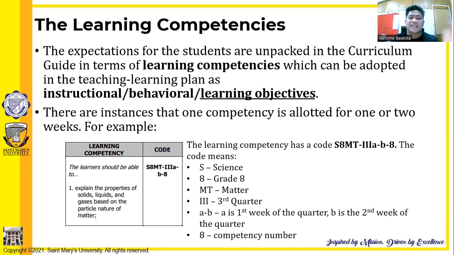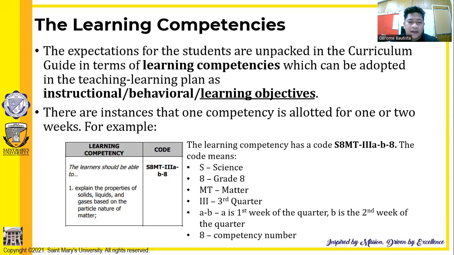So there are instances that one competency is allotted for 1 or 2 weeks. For example, we have here the competency for science grade 8. Each competency has a code. So how do we decode the code in the curriculum guide? When we have S, that means science. 8 means grade 8. The M there means matter.